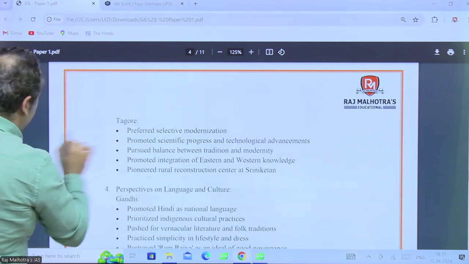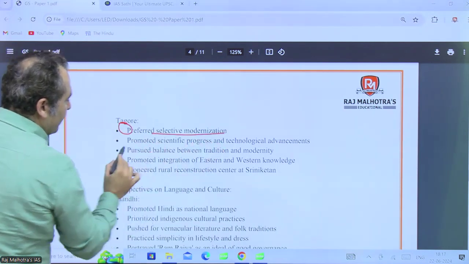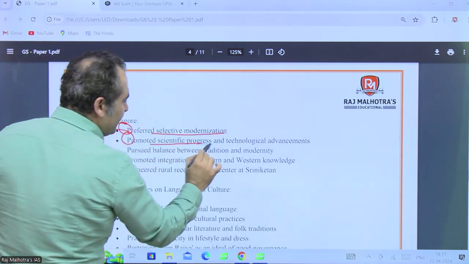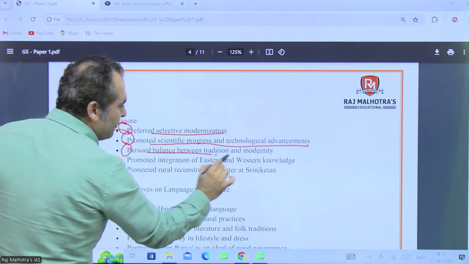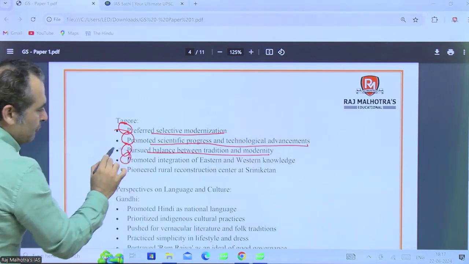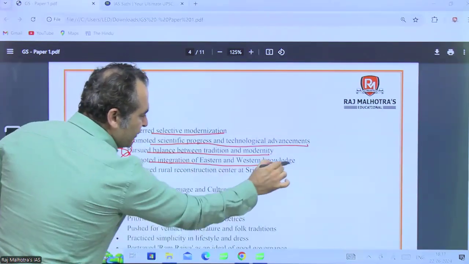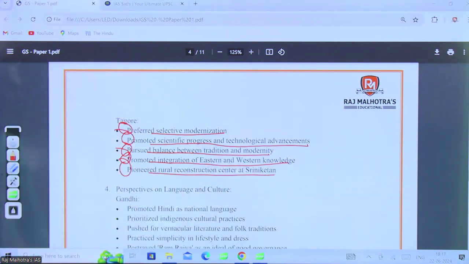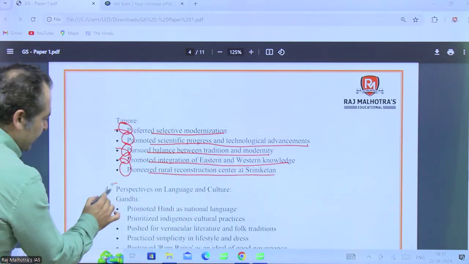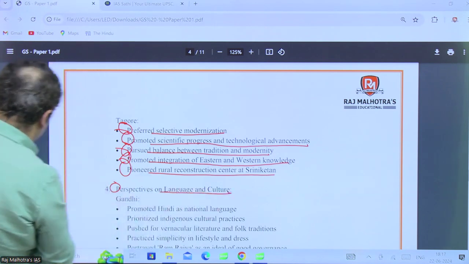Tagore preferred selective modernization, promoted scientific progress and technological advancement, pursued balance between tradition and modernity, promoted integration of Eastern and Western knowledge, pioneered rural reconstruction center at Sriniketan. Then perspective on language and culture.